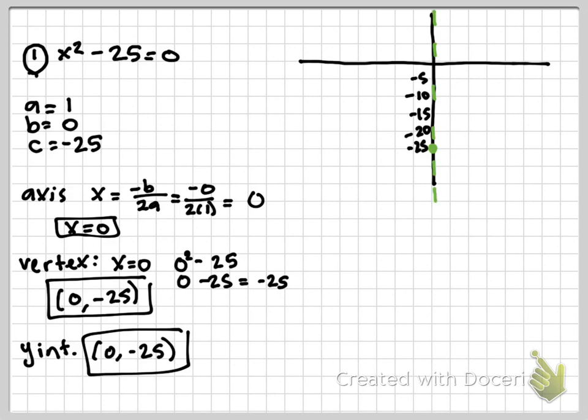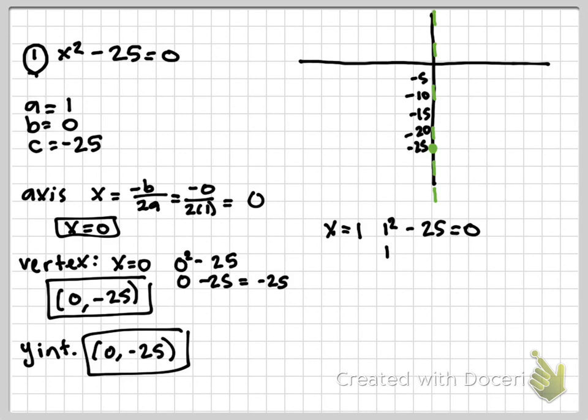All right, so the next step is to find 2 points that are not on the line. So what would happen if x was equal to 1? Well, if I plugged 1 into my original equation, I would have 1 squared minus 25 equals 0.